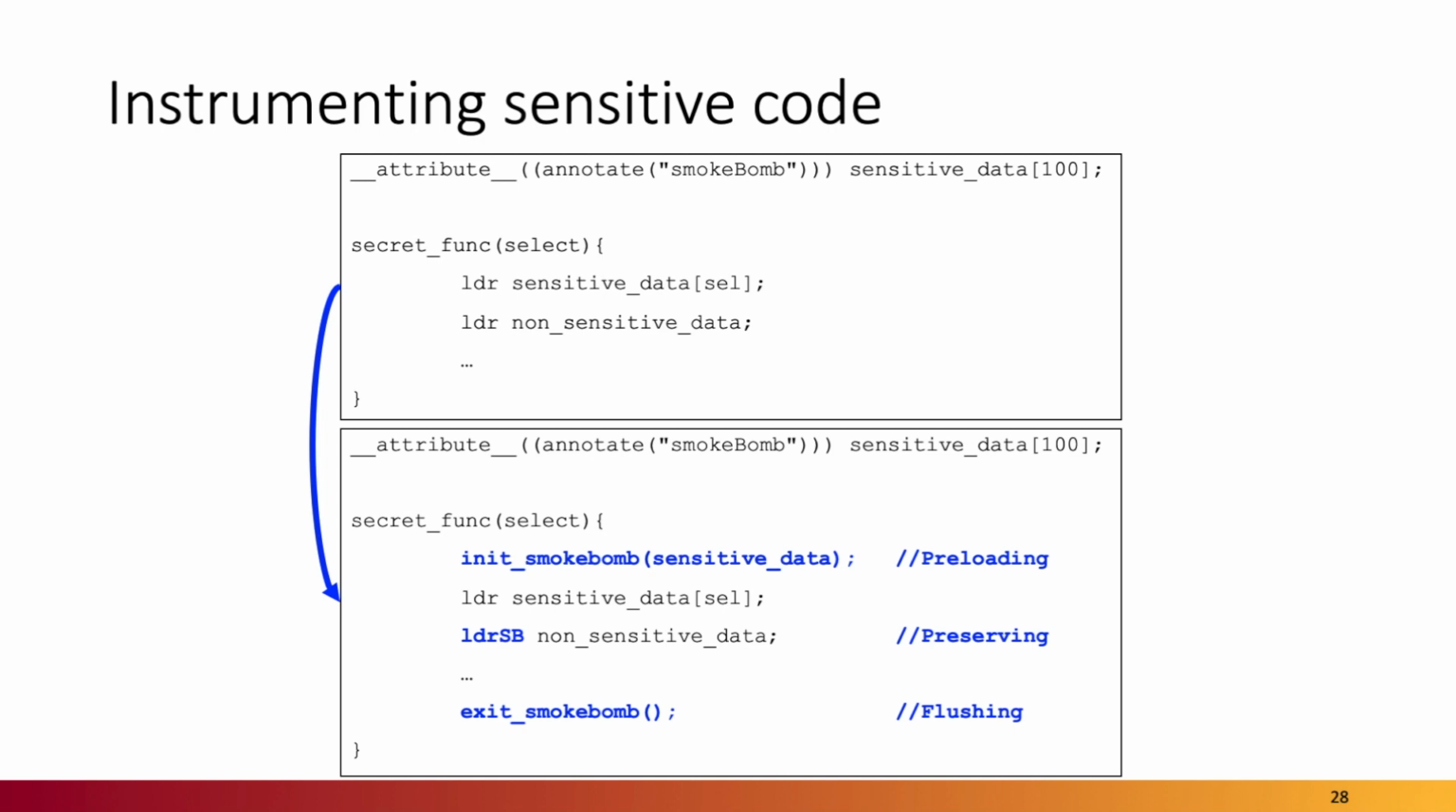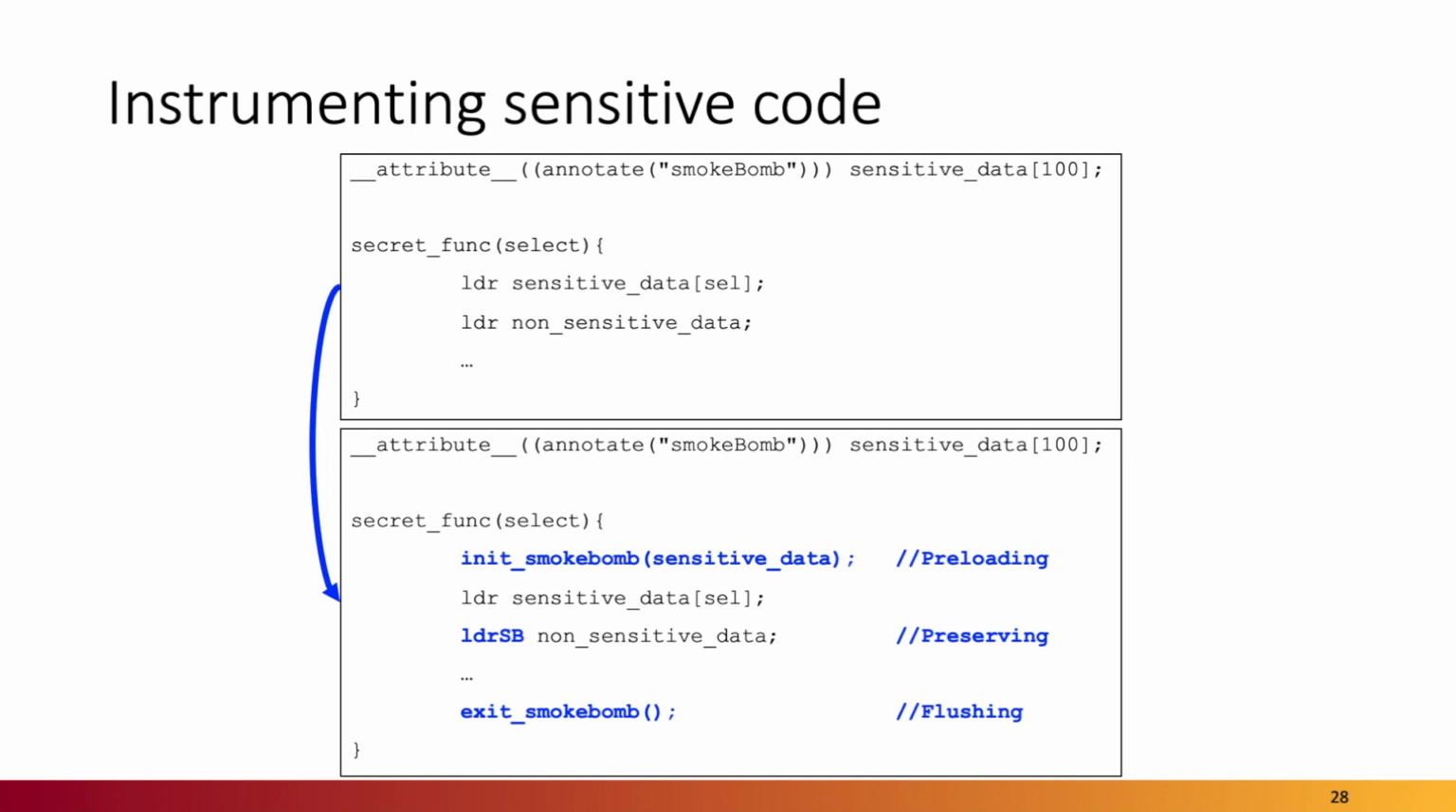SmokeBomb finds and patches cache relevant instructions like load and store in the sensitive code. But we only patch instructions that access non-sensitive data. This is because after preloading the sensitive data, they can change the cache state by fetching non-sensitive data to the add-on cache.